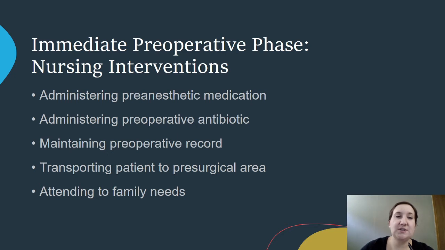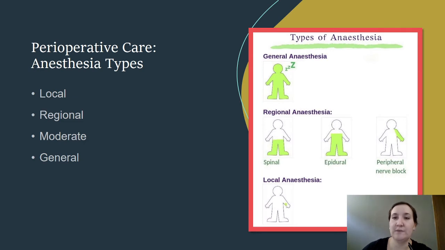Some nursing interventions within the immediate preoperative phase. So right as we're getting ready to head back to surgery, we're going to do the pre-anesthetic medication. We're going to make sure, usually for most of our surgeries, that the operative antibiotic is hung and rolling, making sure that we know where the perioperative record is, making sure that we're documenting. Please make sure that you're documenting all of your medication administrations, transporting the patient, and then attending to family needs. So communication, communication, communication.